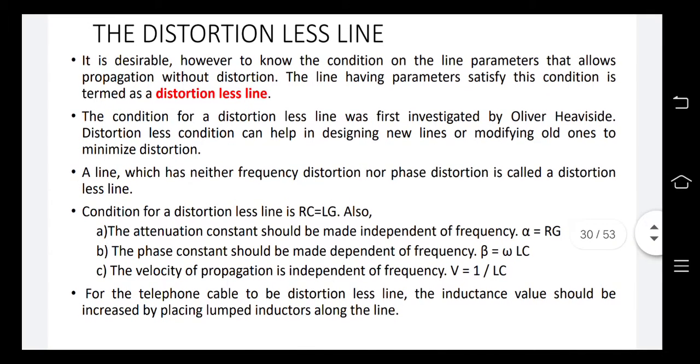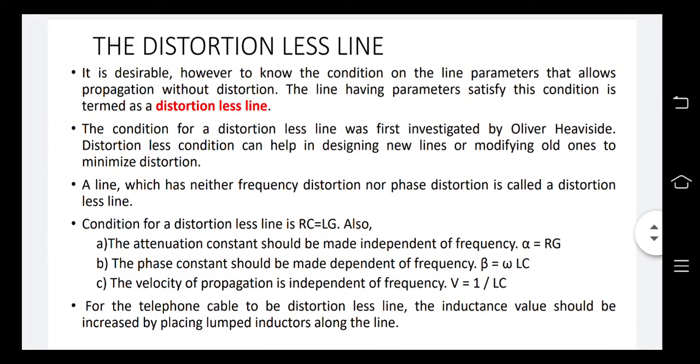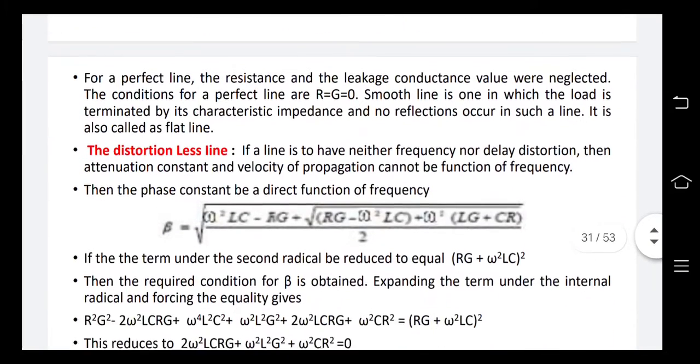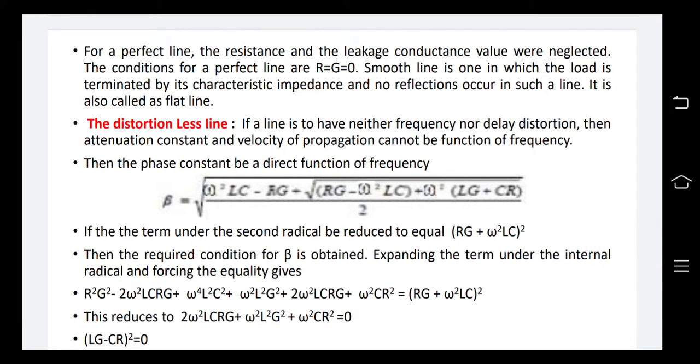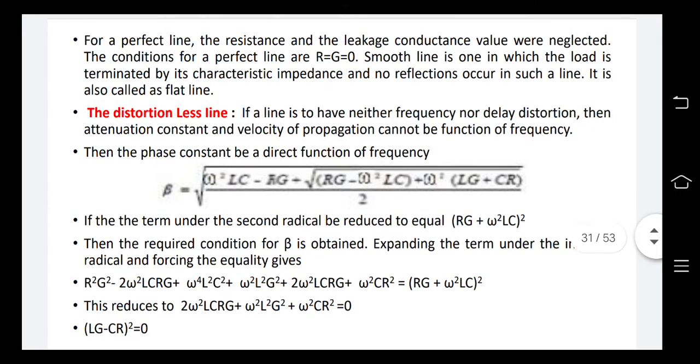For the telephone cable to be a distortionless line, the inductance value should be increased by placing lumped inductors along the line. For a perfect line, the resistance and the leakage conductance values are neglected. The conditions for a perfect line are R equals G equals 0. A smooth line is one in which the load is terminated by its characteristic impedance, and no reflections occur in such a case. It is also called a flat line.